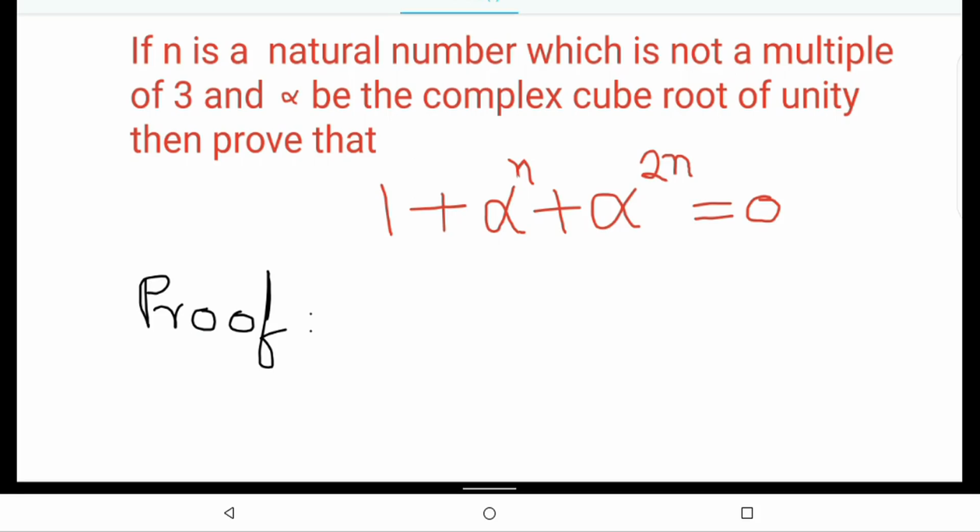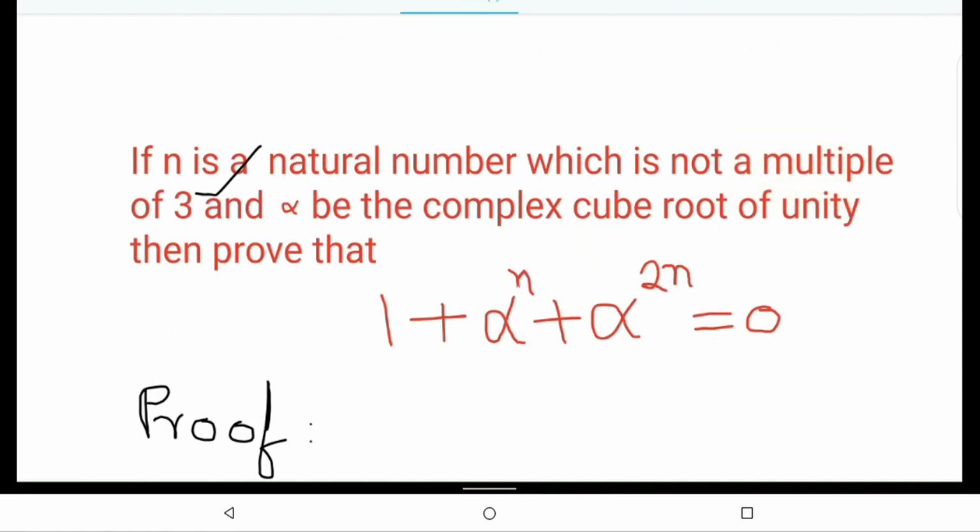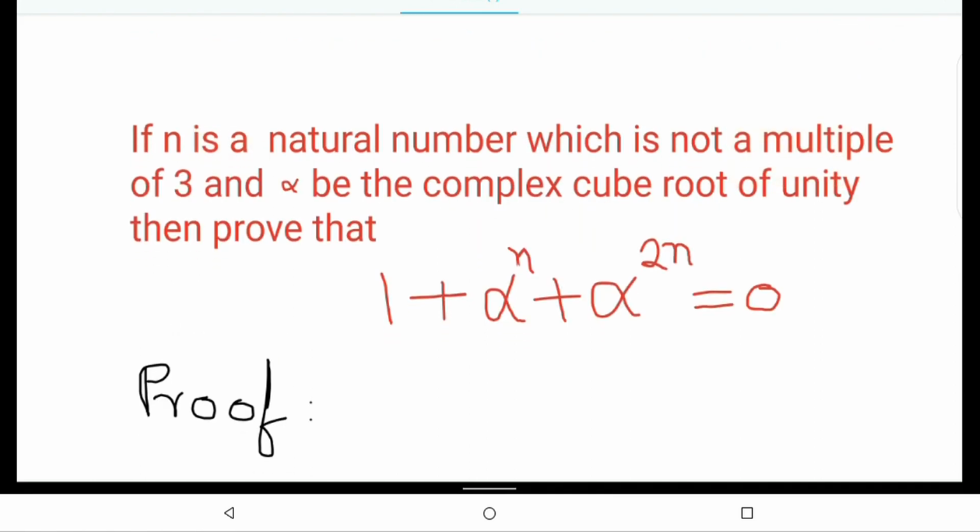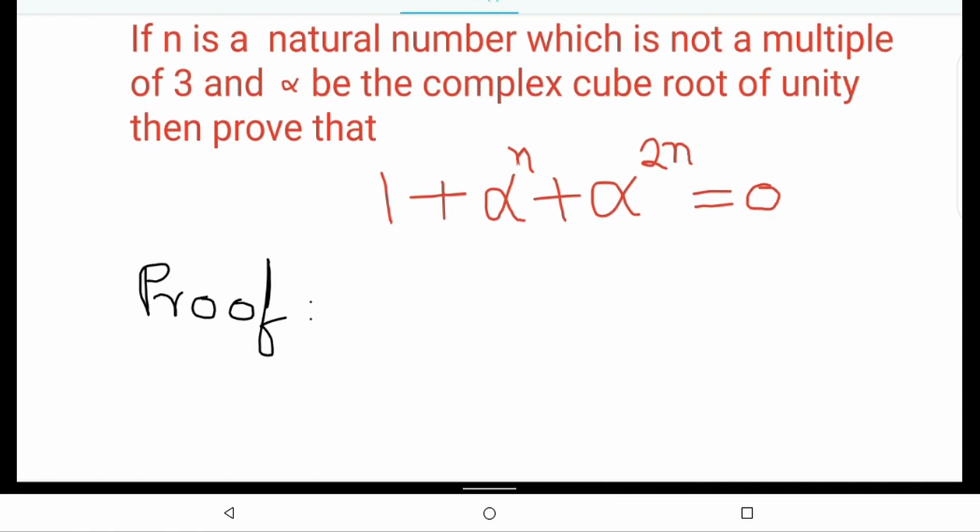If n is a natural number and it is not a multiple of 3, then we need to show that the quantity 1 plus alpha to the power n plus alpha to the power 2n is equal to 0. Now we are given n to be a natural number, and also we are given that n is not a multiple of 3. Let's divide n by 3.